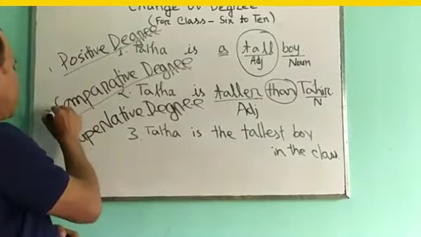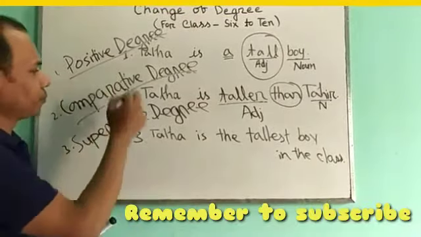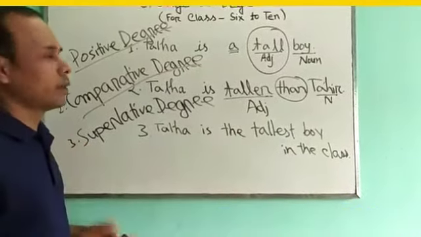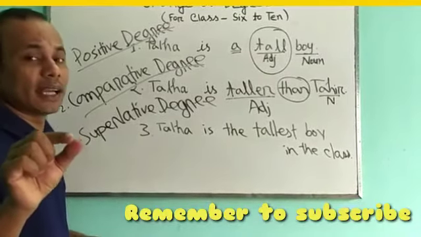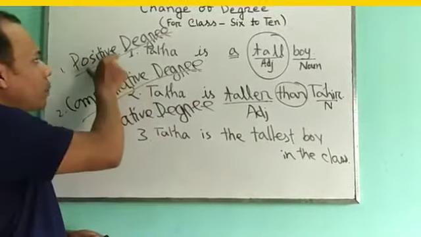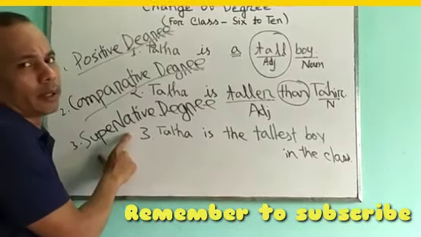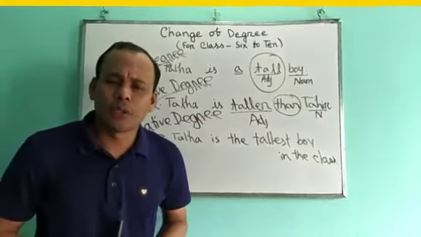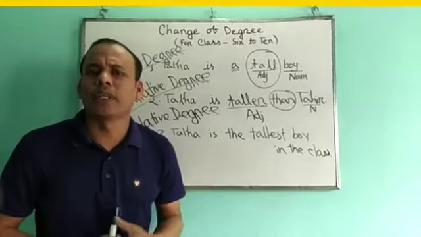1, 2, 3. So how many degrees are there here? How many kinds of degree? So we can say degrees are 3 kinds: 1 positive degree, 2 comparative degree, 3 superlative degree. So dear learners, how many kinds of degree? Please comment it in the comment box.